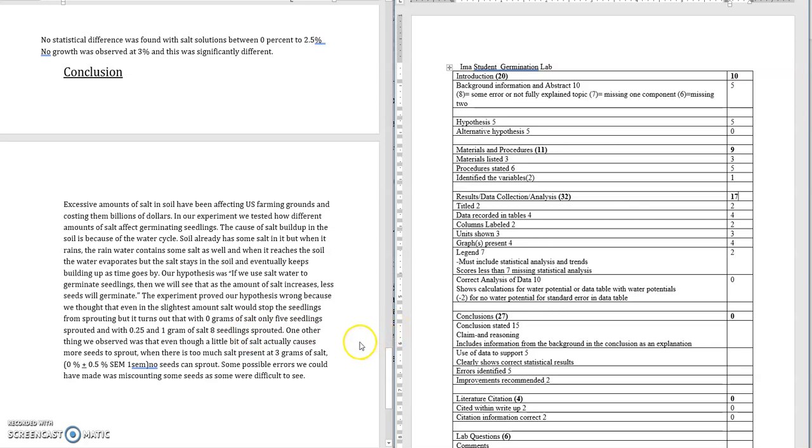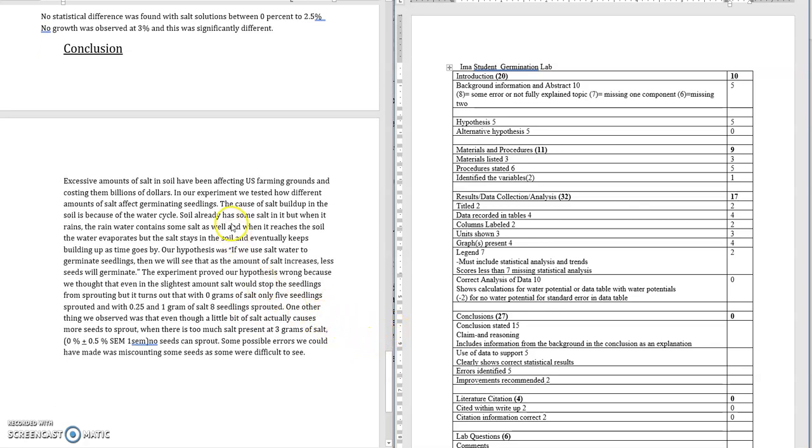Okay, I don't see a clear claim, and I don't see clear reasoning for how the salt was connected to the reason why the seeds were sprouting or not. It seems that even though a little bit of salt actually causes more seeds to sprout, when there is too much salt present, at 3 grams of salt, no seeds can sprout. Okay, I'm really confused about what they're trying to say. So this person would get 7 points here.